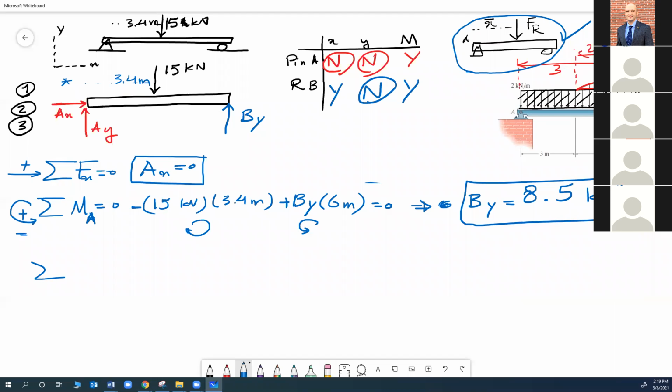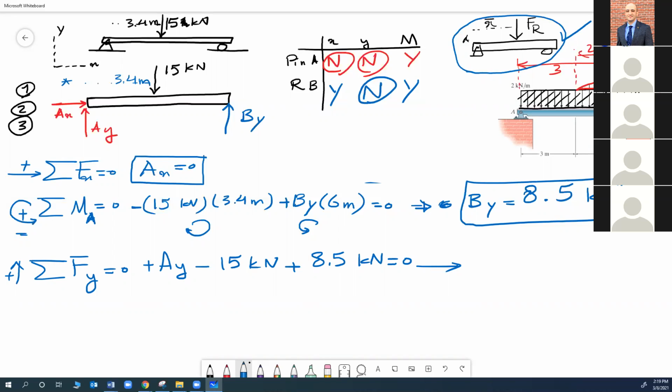Last equation I have is summation of forces in Y also needs to be 0. Okay, so I start from one side. Everything that's either pointing up or down. I have an AY, which is going up. Keep moving. I have a 15 that's pointing down. And keep moving. I have a BY that we just found out to be 8.5 kilonewtons pointing up. All of these need to sum to 0. And this will give me AY of 6.5 kilonewtons.